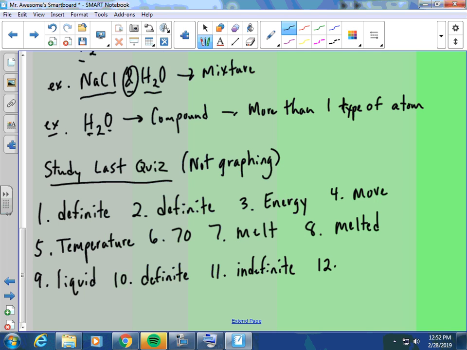People who put no shape, I didn't mark that wrong. But if you put no volume, I marked that wrong because that doesn't make sense. Even if you put that for gas, no volume, it still has volume. It's just the volume of the container.